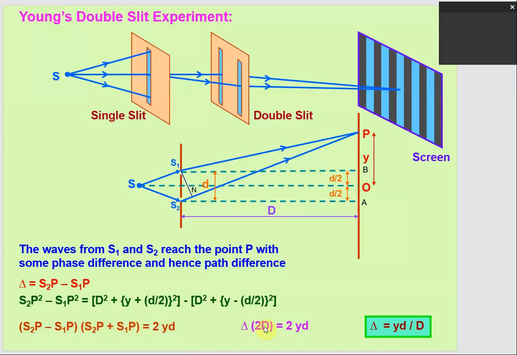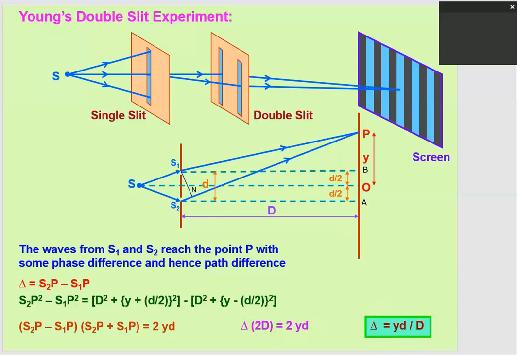So it becomes 2D. And this S2P minus S1P is nothing but the path difference which we are willing to find out. So it is delta into 2D, which is equal to 2y into small d. Remember, small d is the distance between the two slits, whereas capital D is the distance between the screen and the slits. So when we solve this, 2 just cancels out, and the path difference delta we get to be y small d divided by capital D. So this remains the formula for the path difference, right? This is the general formula.